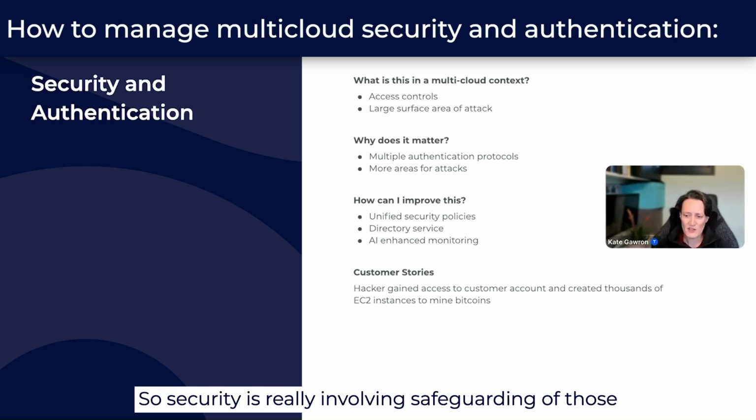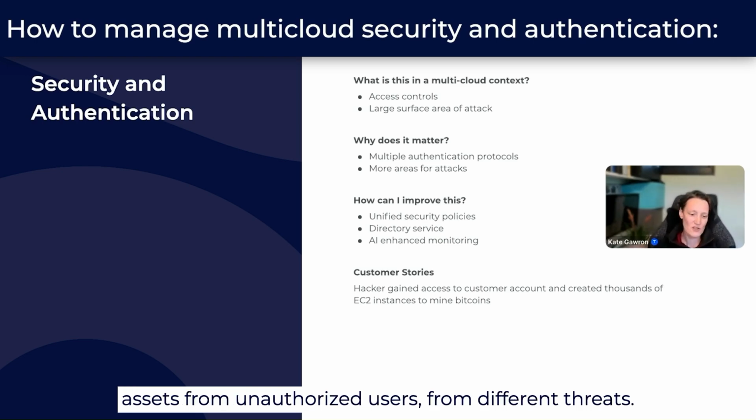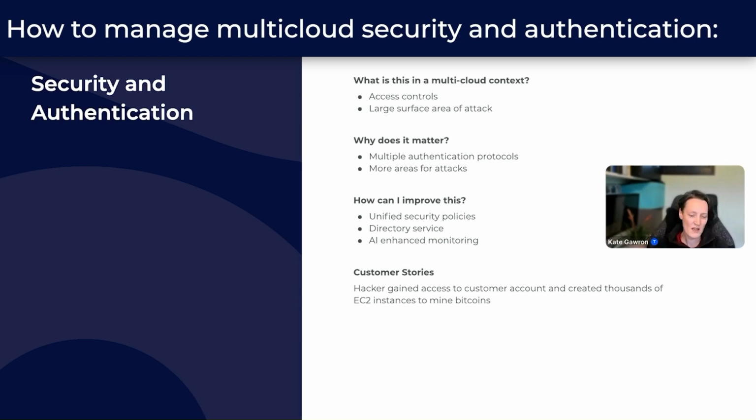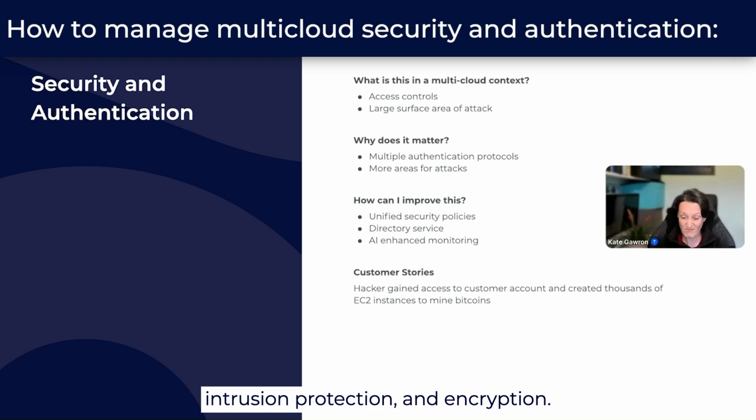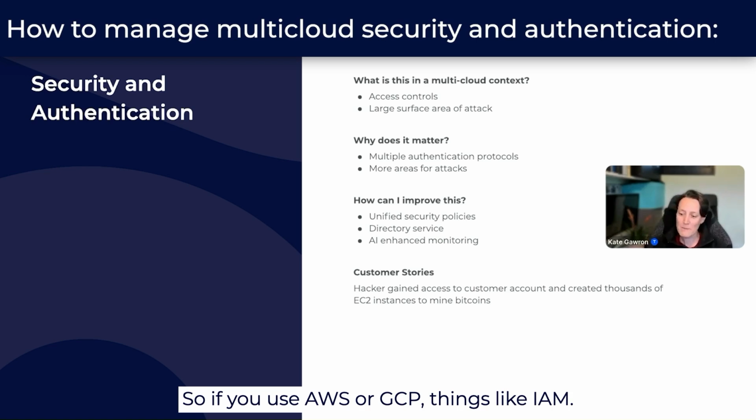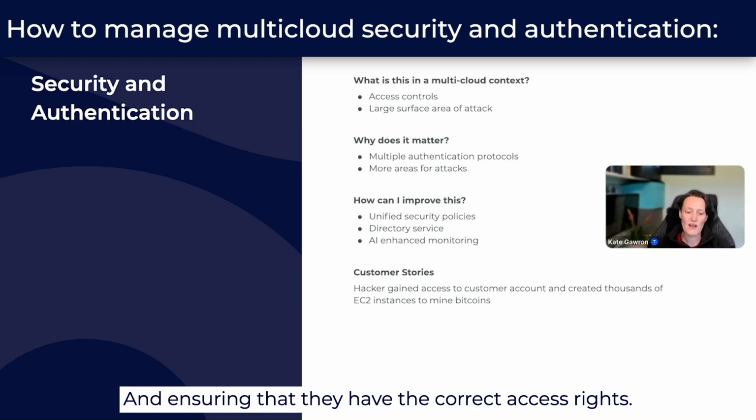So security really involves safeguarding those assets from unauthorized users and from different threats. And you're talking about things like firewalls, intrusion protection, and encryption. Whereas when we're talking about authentication, we're focusing on your user identities. So if you use AWS or GCP, things like IAM, and ensuring that they have the correct access rights.